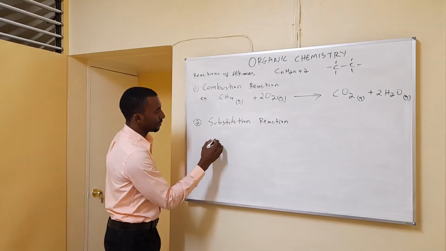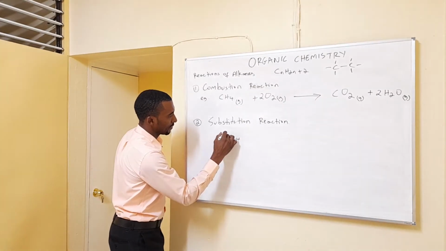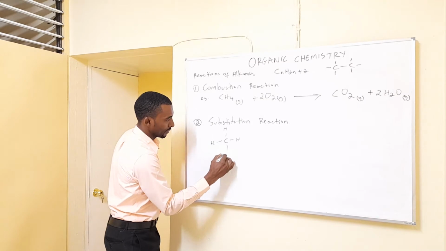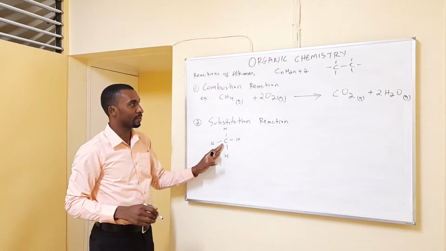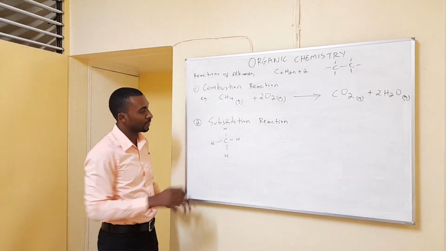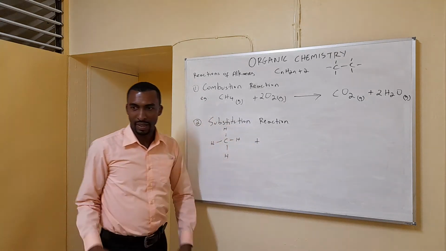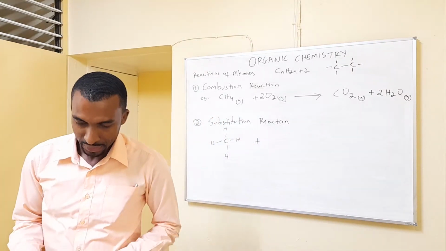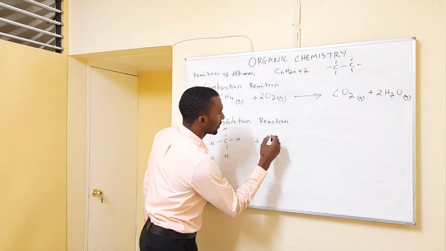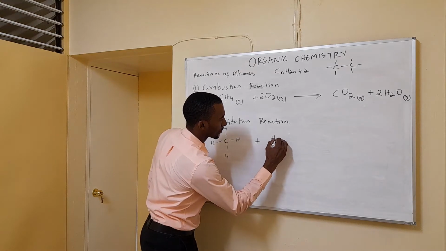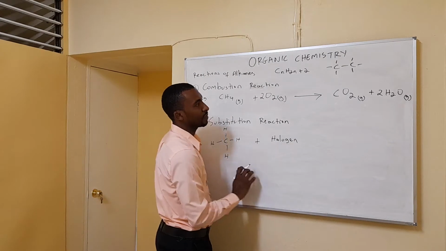For example, let's write this one out. I'm deliberately writing it this way, but you can see this is the same methane as this one. This is the full structural formula and this is the molecular formula. If you react this with a halogen, which can be bromine, chlorine, or iodine, they will all substitute. So we put a halogen here. This is the general formula.